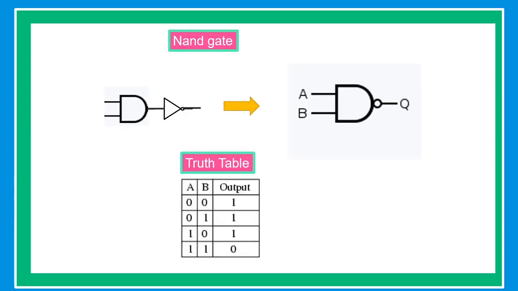A NAND gate is an AND gate followed by a NOT gate, and this is the basic construction of the NAND gate. The truth table of the NAND gate: when A and B are both 0, the output is 1. When A is 0 and B is 1, the output is 1. When A is 1 and B is 0, the output is 1. And when both A and B are 1, the output is 0.